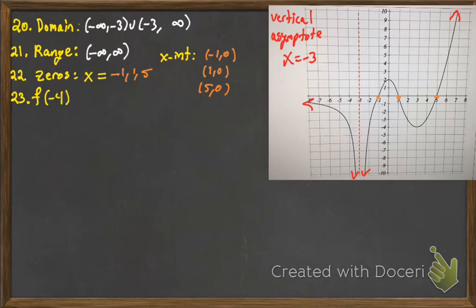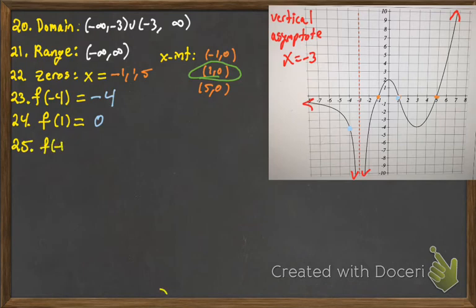f of -4, the y value when x is -4 happens to also be -4. f of 1 happens to be 0. We already have that. That's your ordered pair over here, (1, 0). So when x is 1, the y is 0. Okay. 25. f of -1, we want to know, is that positive, negative, or 0? And we actually have that up here as a coincidence. That's one of our x-intercepts, so that's 0.